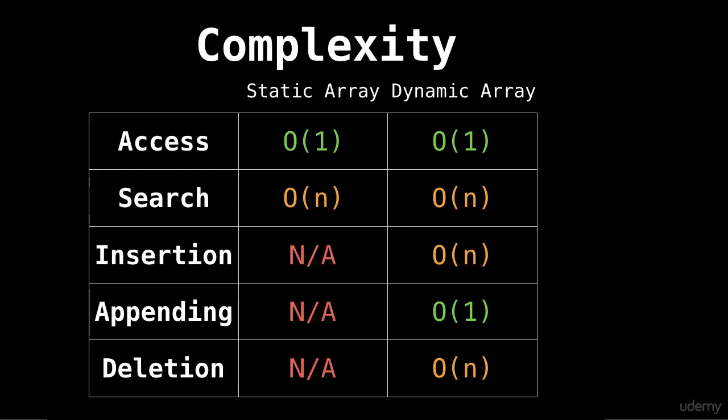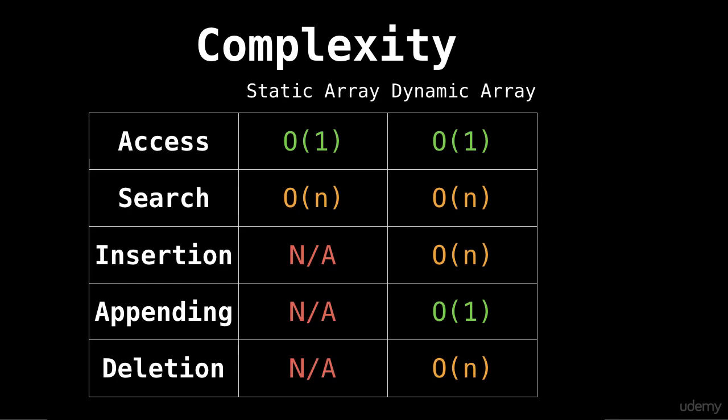Alright, time to talk about some complexity. So the access time for a static array and a dynamic array is constant because of the property that arrays are indexable. Searching, however, can take up to linear time because we potentially have to traverse all the elements in the array in the worst case, such as if the element you're looking for does not exist.